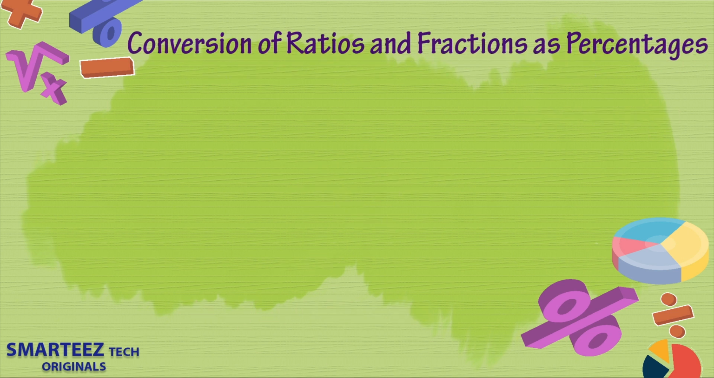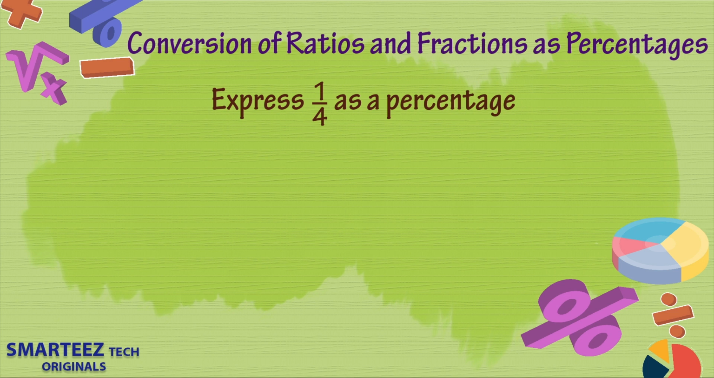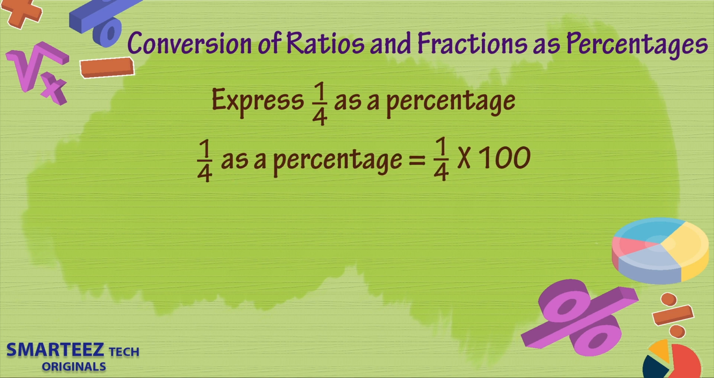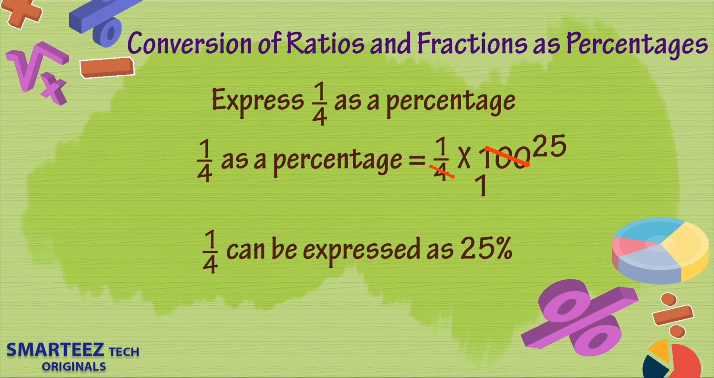Conversion of ratios and fractions as percentages. We can express a fractional ratio as a percent and vice versa as well. Express 1/4 as a percentage. To do this, all we need to do is multiply by 100. 1/4 as a percentage equals 1/4 times 100. Striking out the common factors, we get 25. So 1/4 can be expressed as 25%.